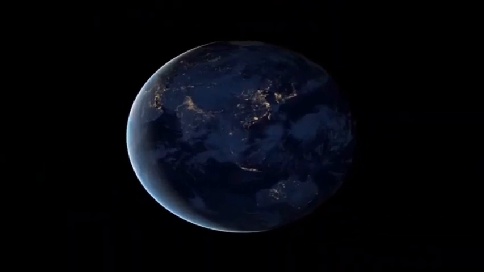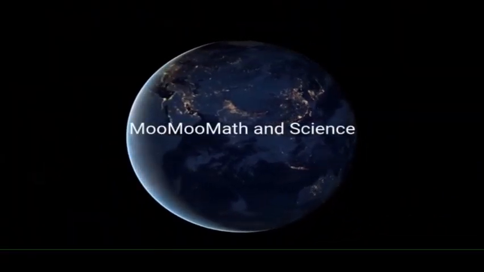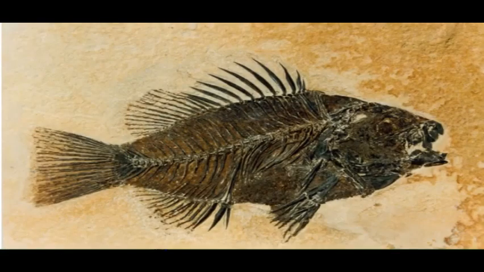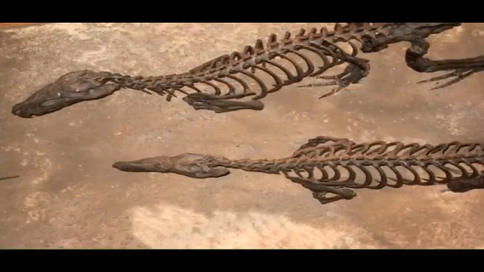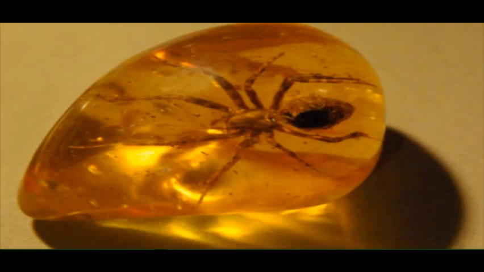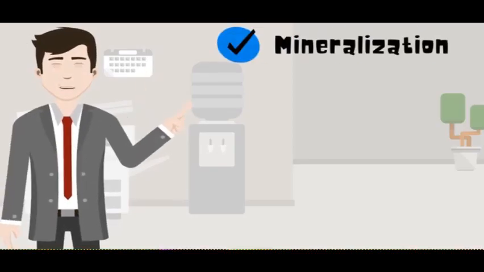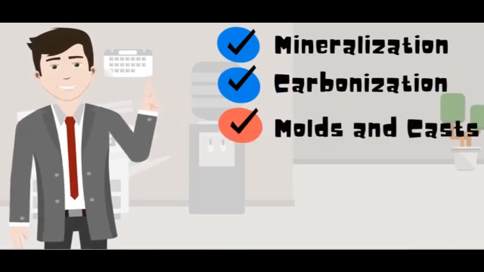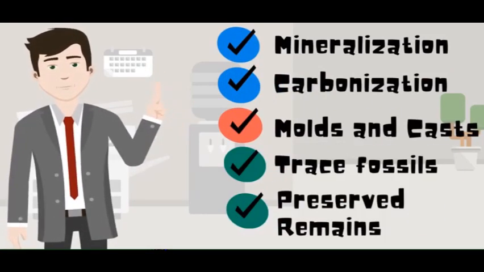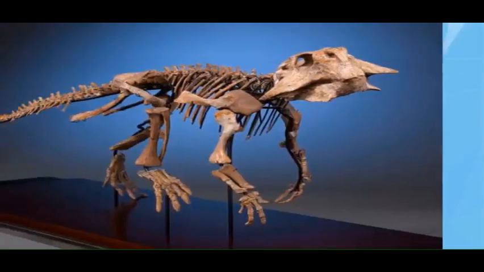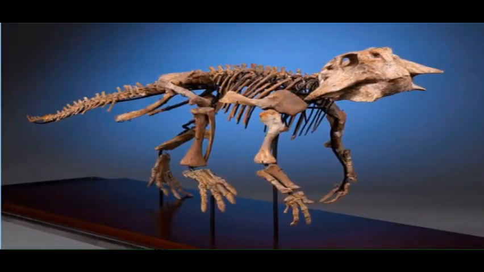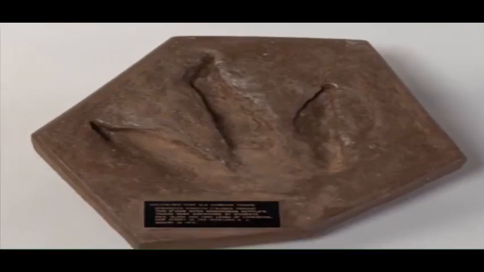Welcome to Moo Math and Science and different types of fossils. Fossils give us a glimpse into what life was like in the past. In this video, I will cover several different types of fossils, including mineralization, carbonization, molds and casts, trace fossils, and preserved remains. Fossils range from this dinosaur fossil to footprints that are thousands of years old.